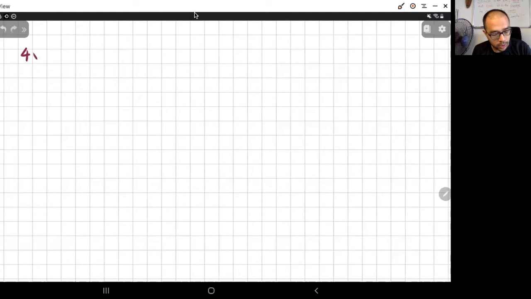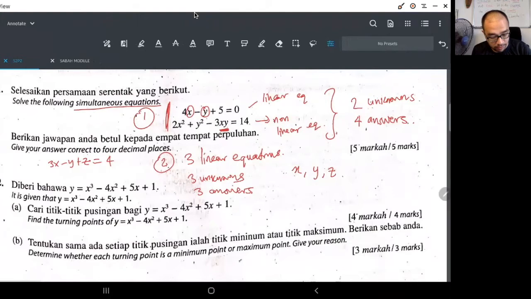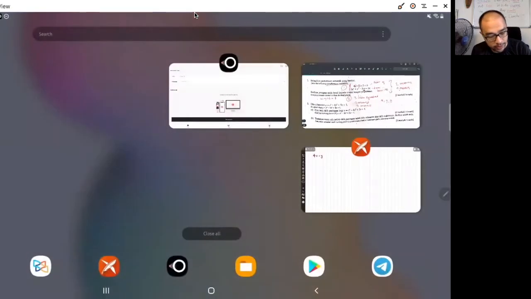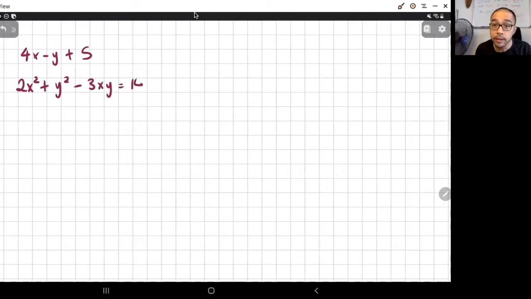Okay, so it will be 4x minus y. I wish I remembered this. 4x minus y plus 5. 2x squared. Somebody please read for me, please. 2x squared plus y squared minus 3xy equals to 14. Equals to 14. Yeah. Okay, the first one is 4x minus y plus 5 equals to 0. Equals to 0.